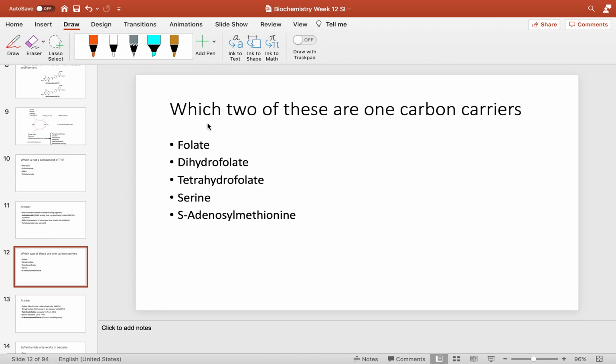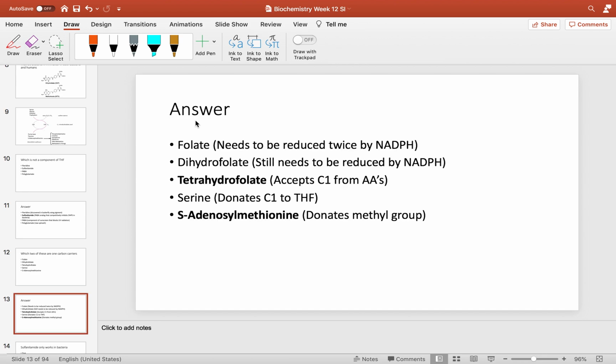Alright, which two of these are one-carbon carriers? Okay, so the answer to this one is THF and S-adenosylmethionine, also known as SAM. So your folate is just an intermediate to create THF, same with your dihydrofolate. Your serine actually donates a carbon to THF, so none of these are one-carbon carriers, only THF and SAM.